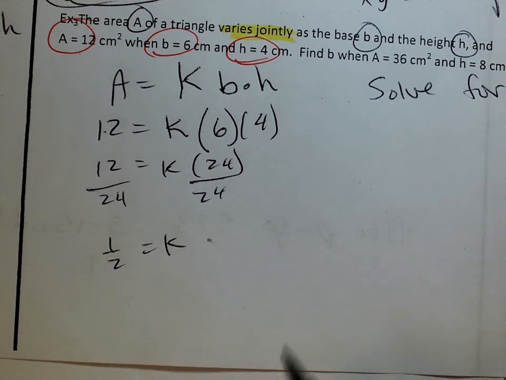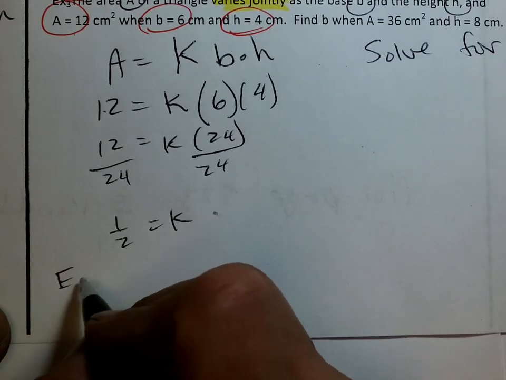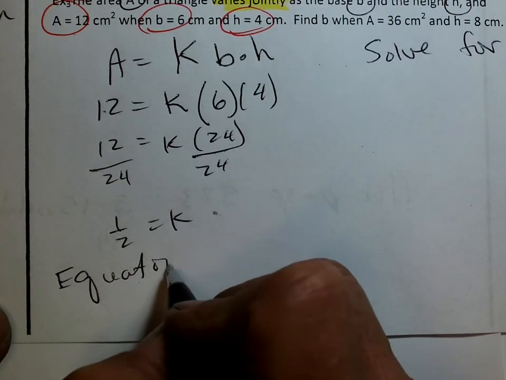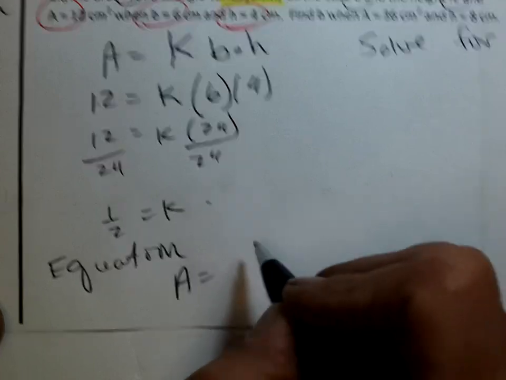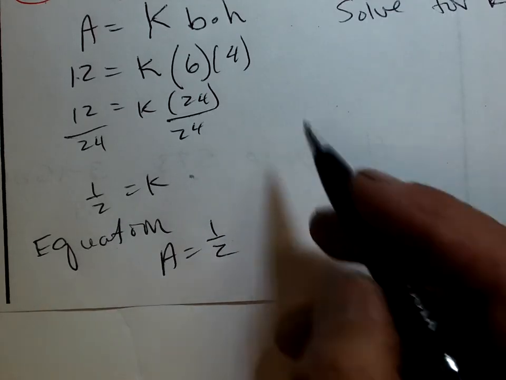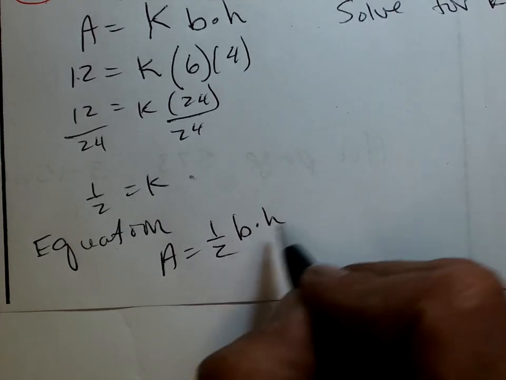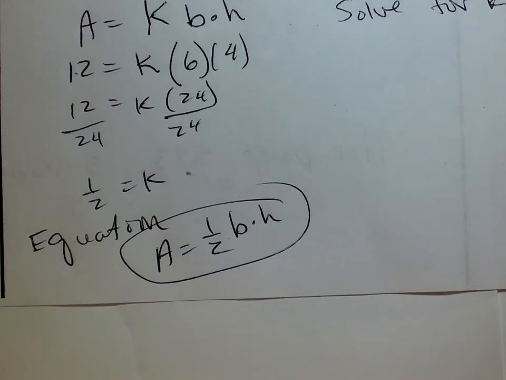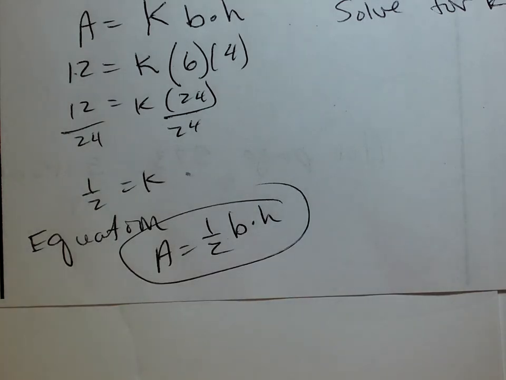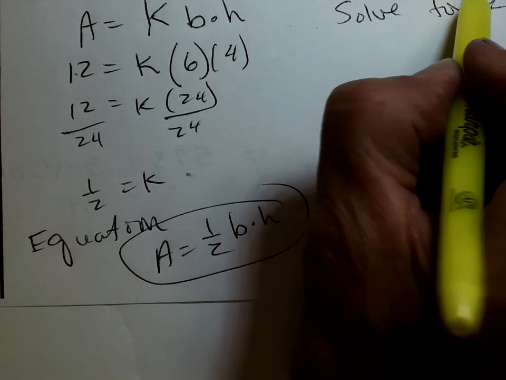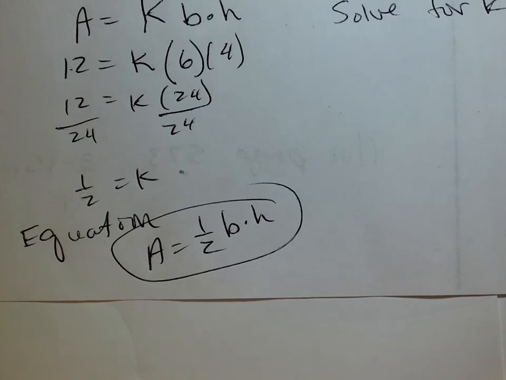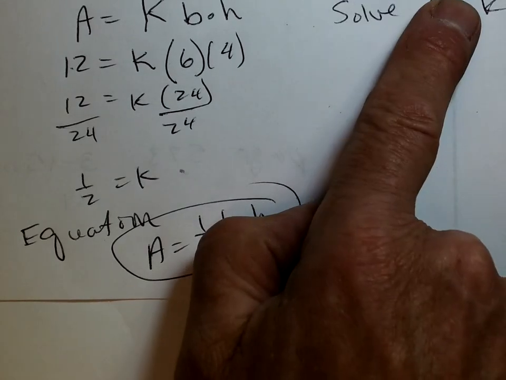So then I can rewrite my equation. So now my equation really is A equals 1/2, because that's K, times base times height, right? There's my equation. I found K. Yes, I already knew what it was, but it showed that it is 1/2. Okay, now, there's more information. So it says find B if now we change the problem around. If the area is 36 and the height is 8.